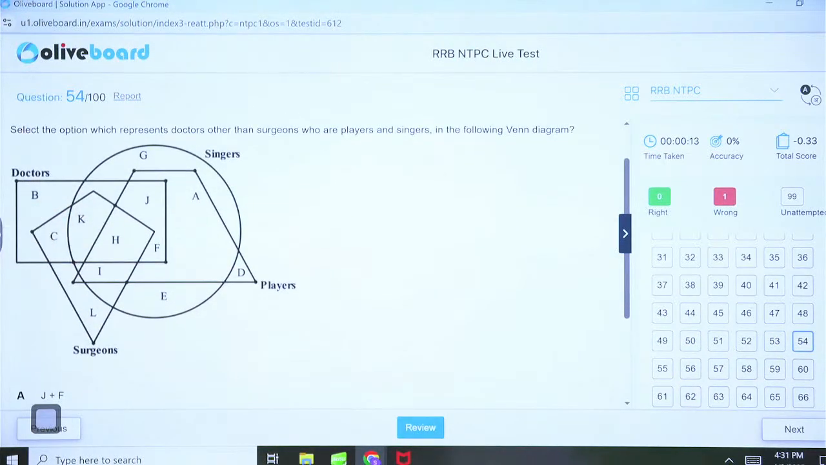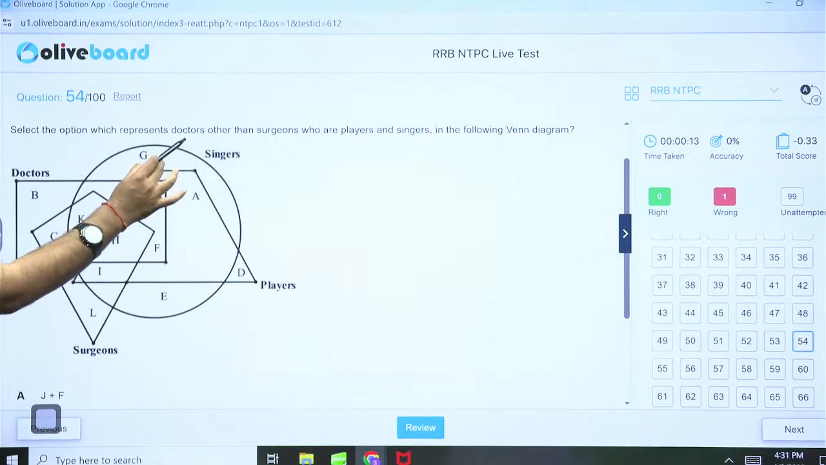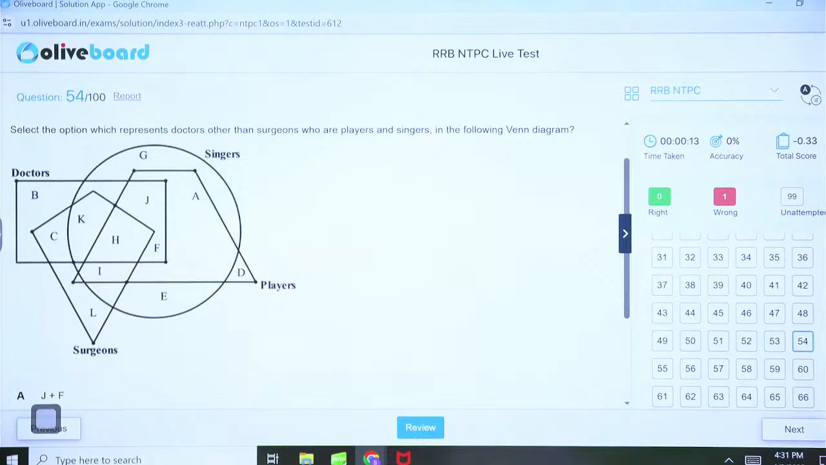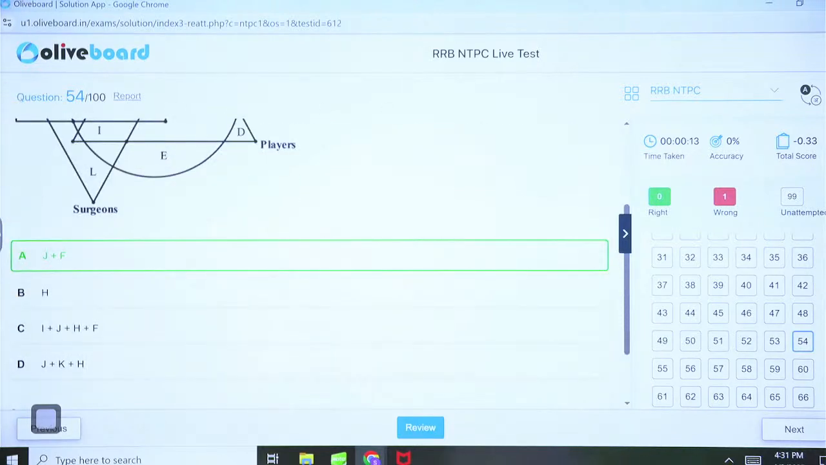Select the option which represents doctors other than surgeons. Doctors other than surgeons who are players and singers. So it should be a part of rectangle, trapezium and circle, but not this kite. Okay. Rectangle, trapezium and singer. So it has to be J and F both, right? J and F both. So J plus F is the right answer.